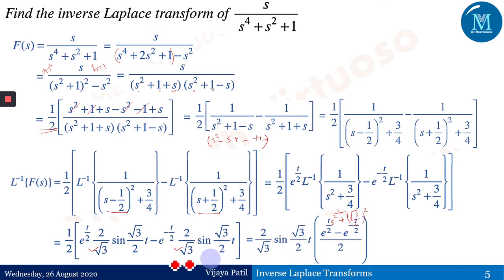So this is by 2, this 2 we have taken inside here. 2 upon square root of 3, sine square root of 3 by 2 t is outside, this is with this t here, sine angle, and this equals 2 upon square root of 3 sine of square root of 3 by 2 times t into sine hyperbolic t by 2.